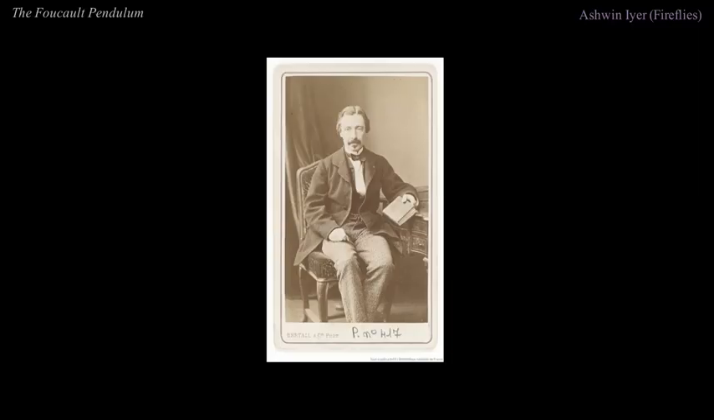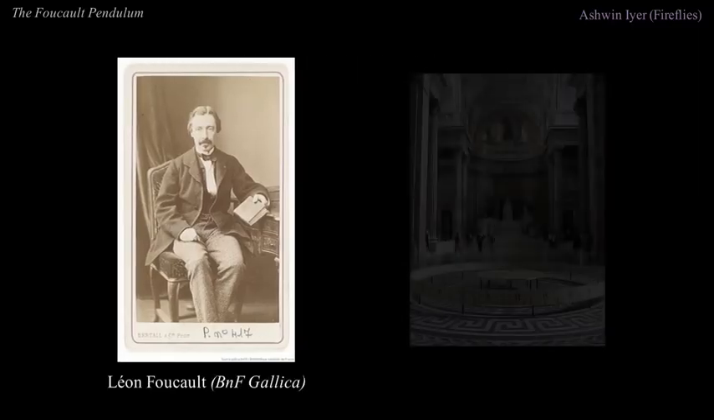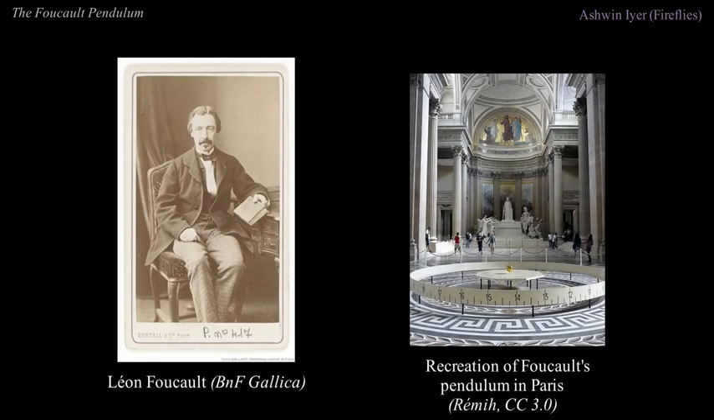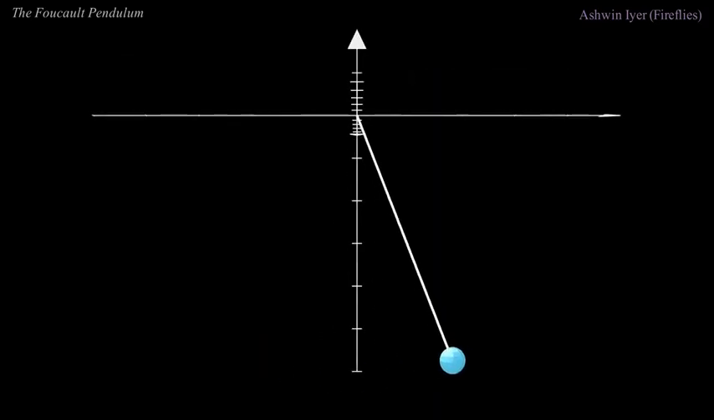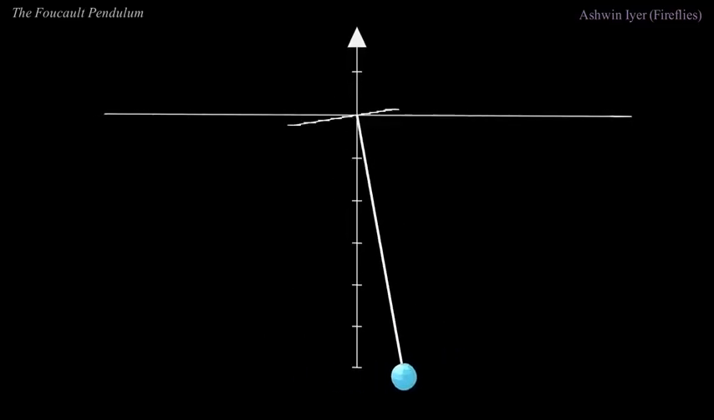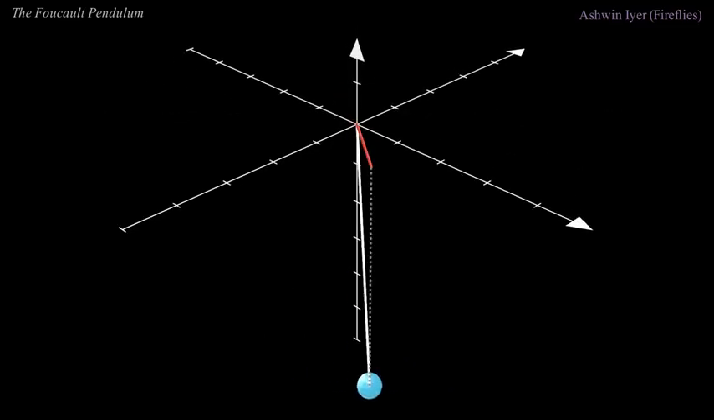In 1851, Léon Foucault successfully demonstrated the rotation of the Earth using a 67-meter-long pendulum in Paris's Panthéon. Over several hours, the plane of oscillation precessed noticeably around the vertical axis, an effect roughly explained by the pendulum's plane being fixed and the Earth moving beneath it.